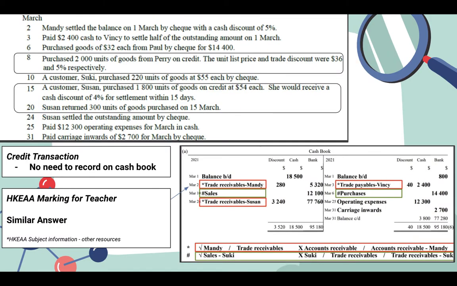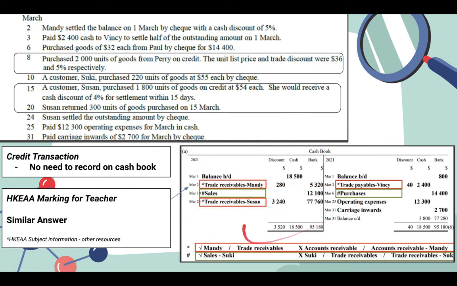So here you can see we have the daily transactions. For the 8th, 15th, and also 20th, these are credit transactions. You can see on credit, or just return inwards here. So there's no cash or bank involved. No need to record in the cash book. Don't put it here. You can see nothing here.